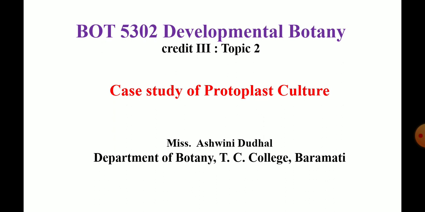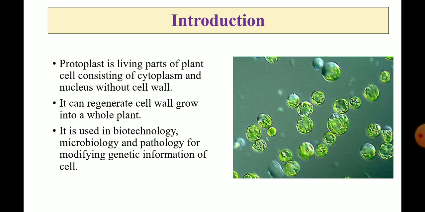Now we start protoplast culture. Introduction to protoplast: a protoplast is the living part of a plant cell, consisting of cytoplasm and nucleus without a cell wall. It can regenerate a cell wall and grow into a whole plant. It is used in biotechnology, microbiology and pathology for modifying the genetic information of a cell.